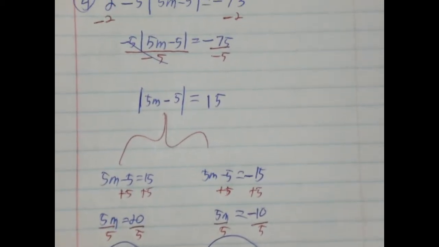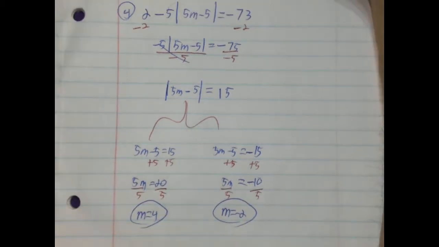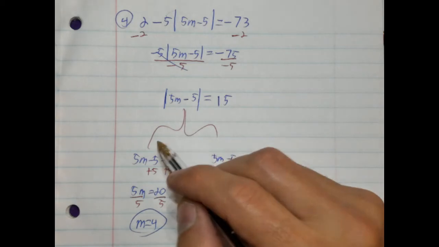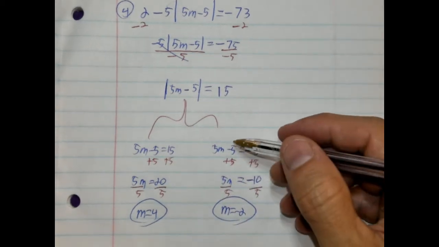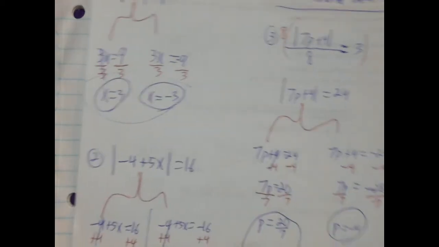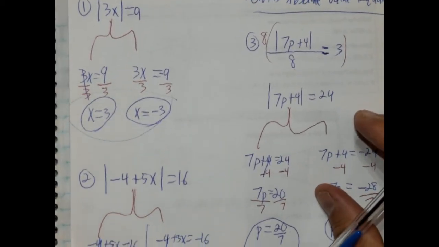So, when you look at these, let me zoom out here. The big thing is get the absolute value by itself. Once it's by itself, split it, rewrite it 2 times, and then solve for 2 answers. And that should be enough to get through what we have posted on Google Classroom.